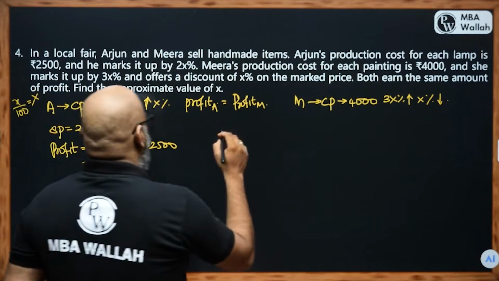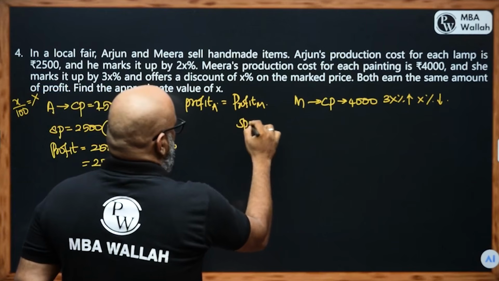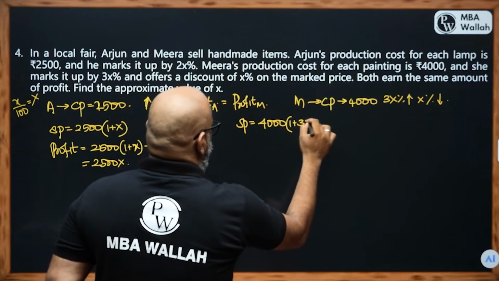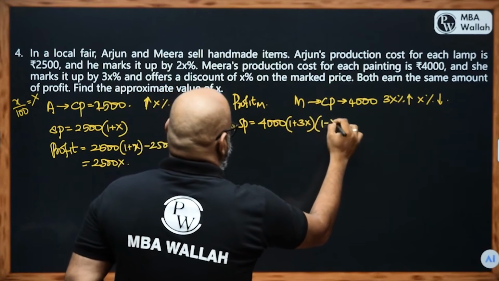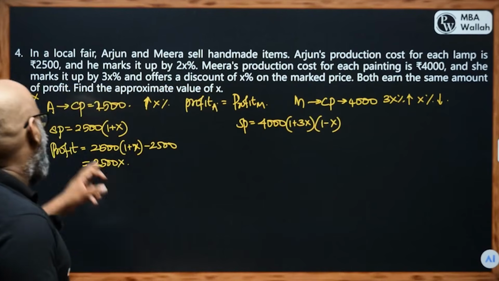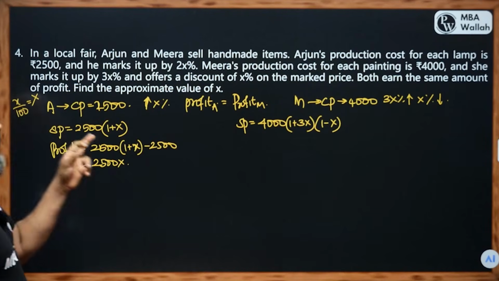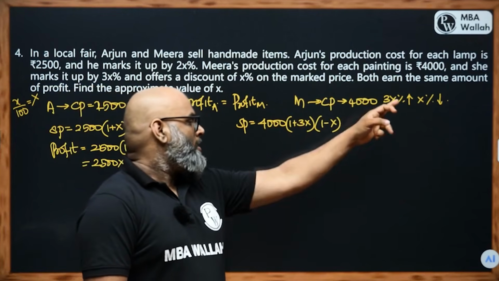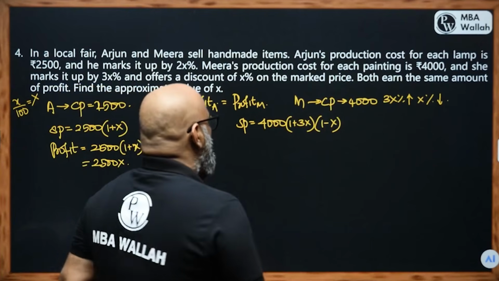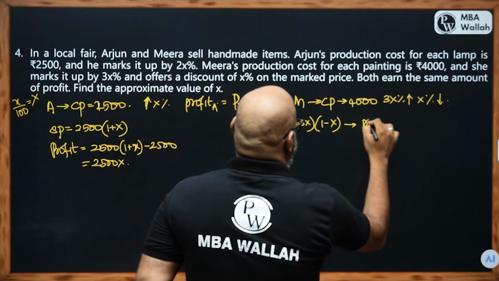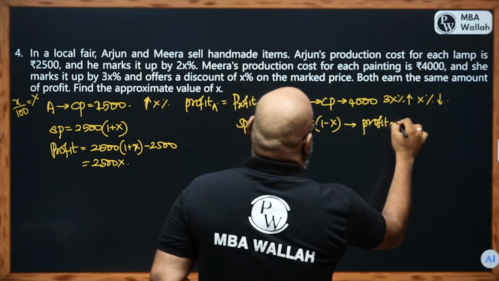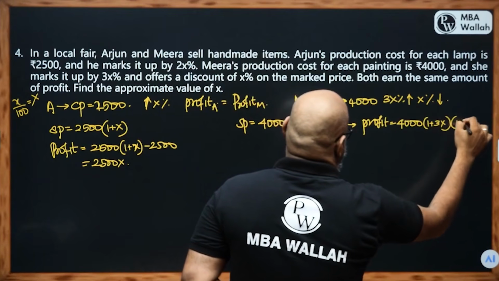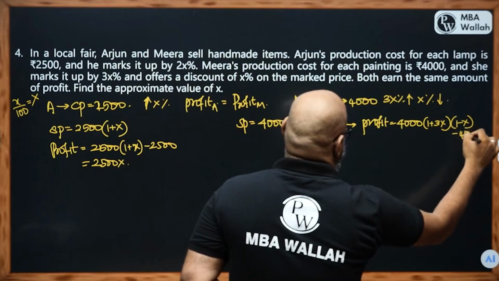Whereas over here, selling price is equal to 4000 into 1 plus 3x into 1 minus x. Small x is x by 100. So 3x% will become 3x, and x% decrease is 1 minus x. So from here I can say profit is 4000 into 1 plus 3x into 1 minus x minus 4000.